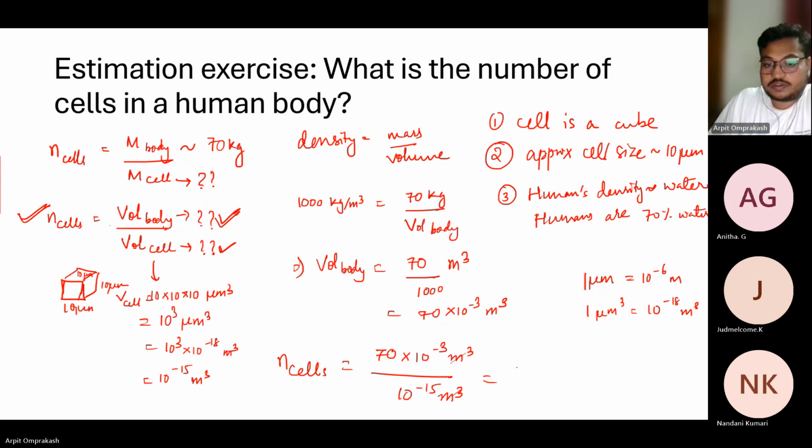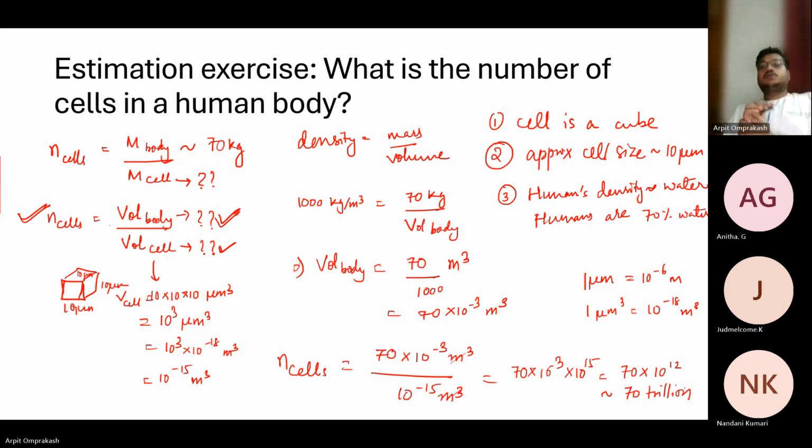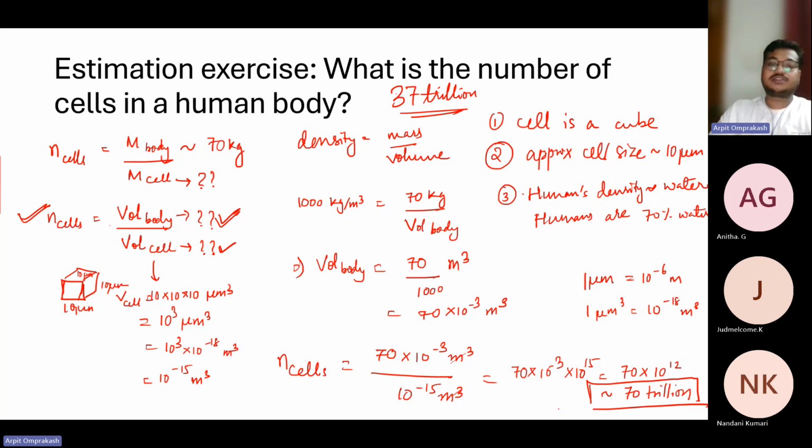Then we have 70 into 10 raised to the power minus 3 into 10 raised to the power 15, which is 70 into 10 raised to the power 12, approximately 70 trillion. Now, if we go and look up the number of cells in the human body, it's somewhere around 37 trillion. That is the answer. So the value that we arrive at, which is 70 trillion, is almost in the same ballpark.